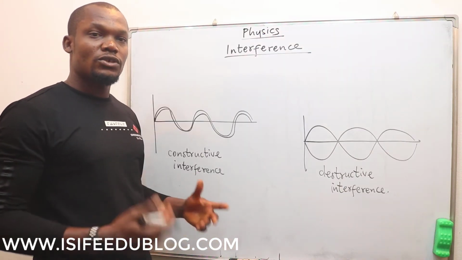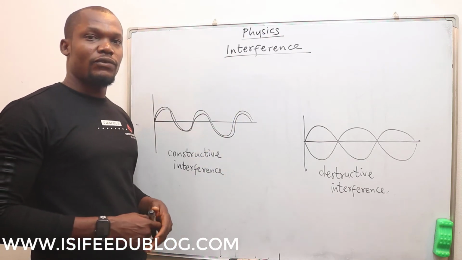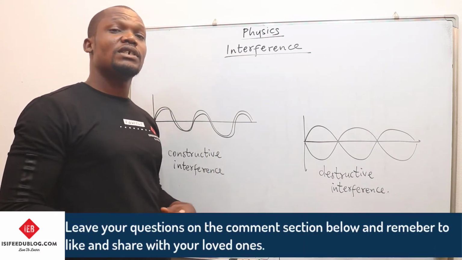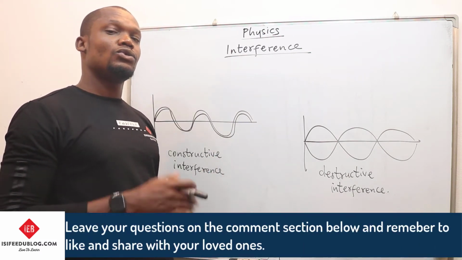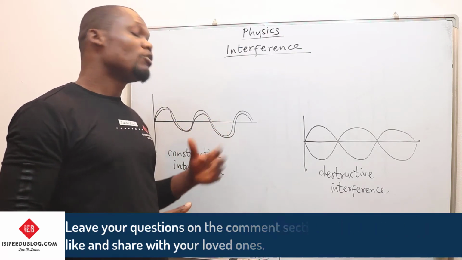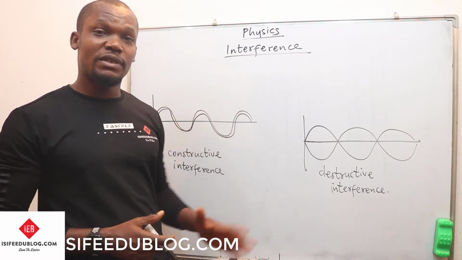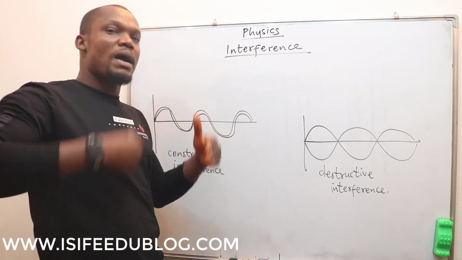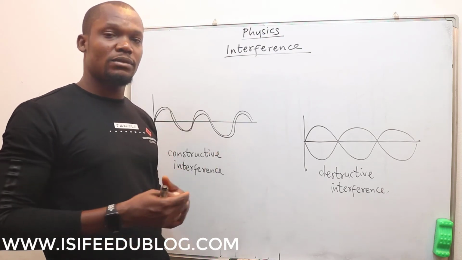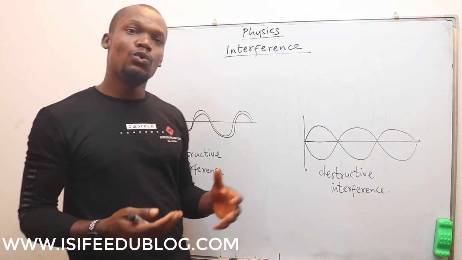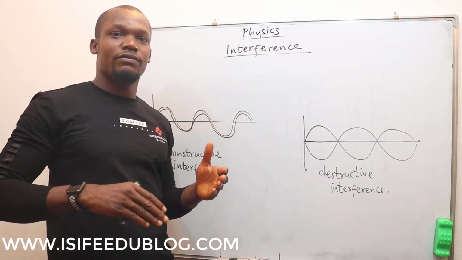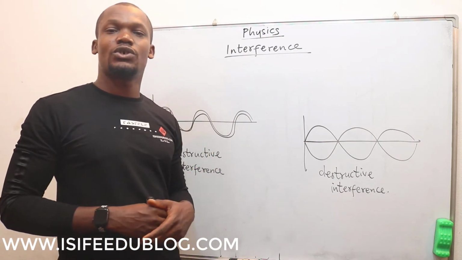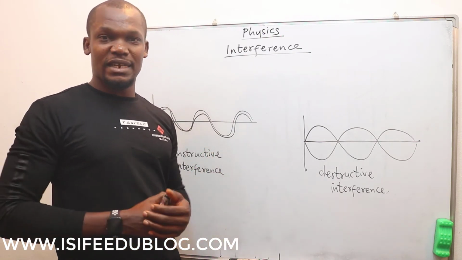Now, let us talk about the fourth characteristic of wave, which is interference. Interference is the phenomenon of wave whereby two or more waves which are moving in a given direction with the same amplitude, frequency, and speed superpose or overlap. That means when you have one wave overlapping another wave, we say the two waves are interfering with each other. Hence, there is an interference.